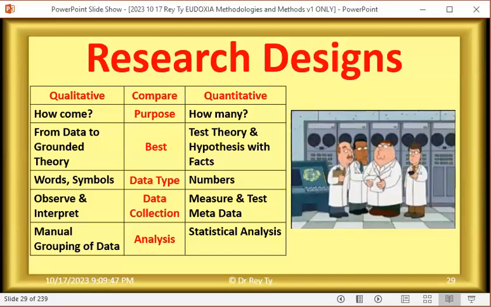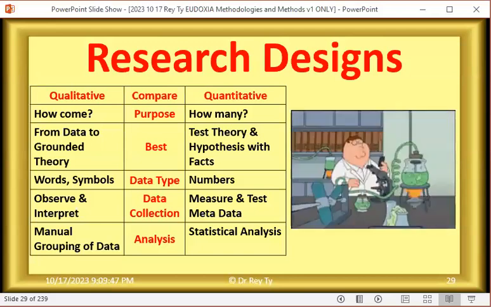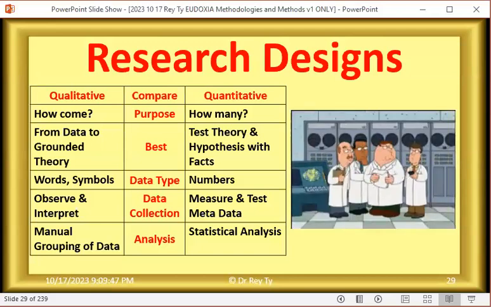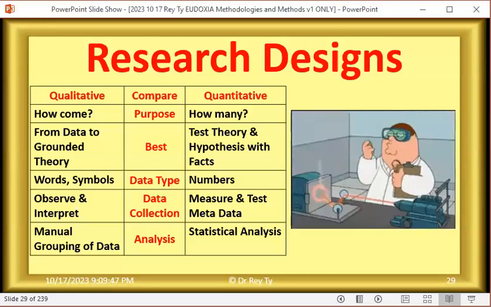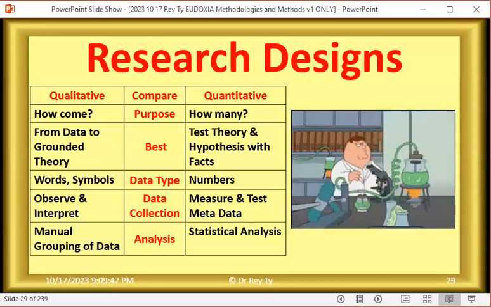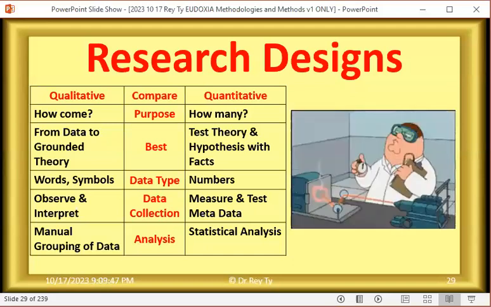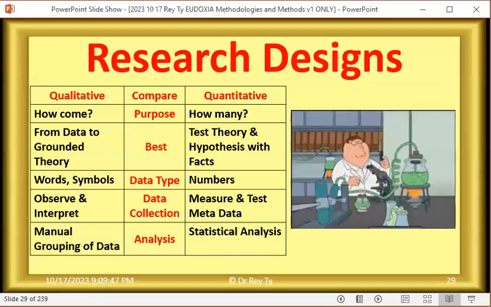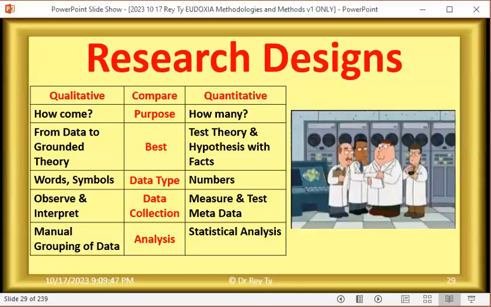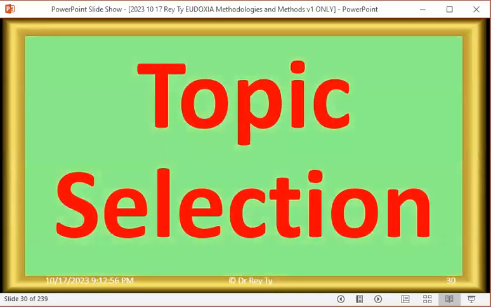But for qualitative research, you observe how people behave in a company, in a school, in a factory, and so on and so forth. And for data analysis, in quantitative, you do statistical analysis. For qualitative, you do manual grouping of data or use software.